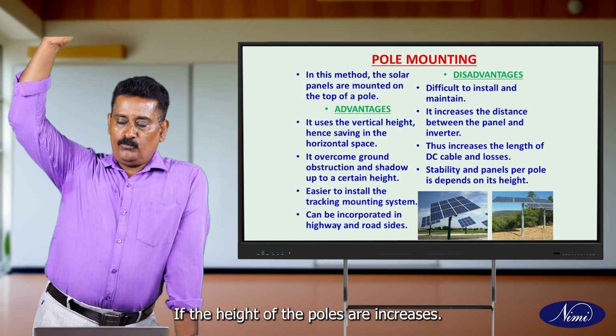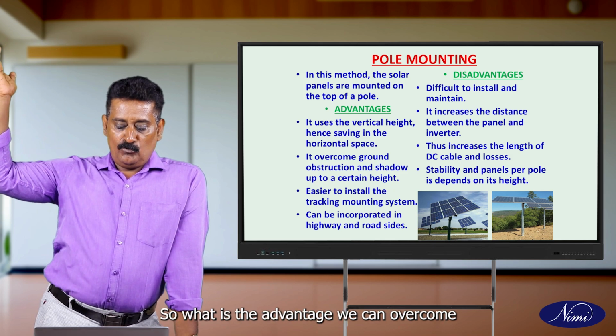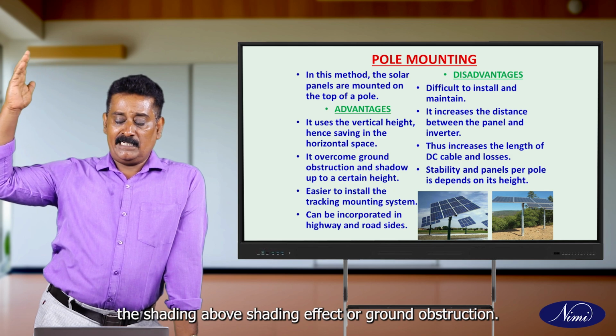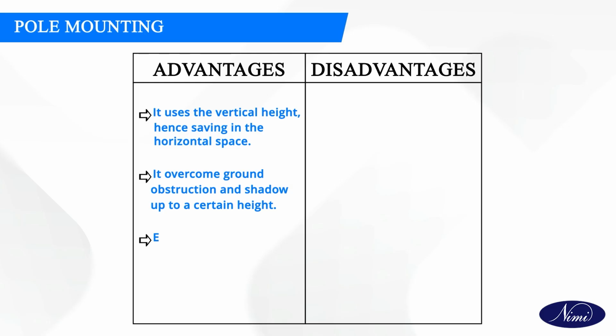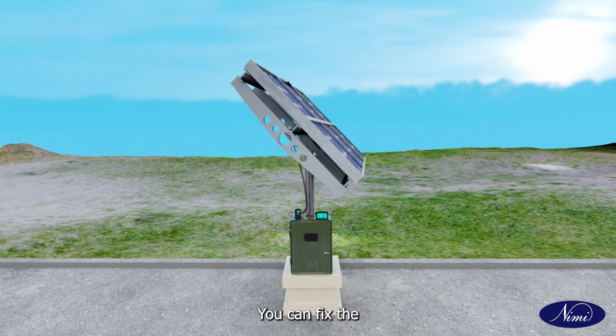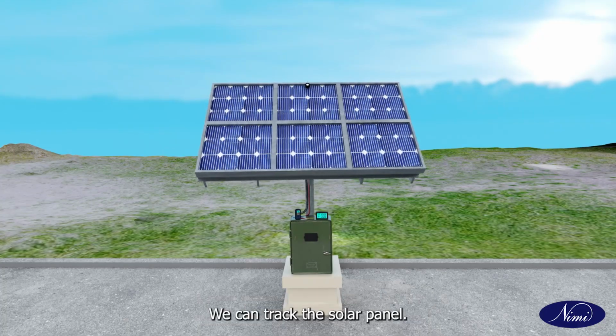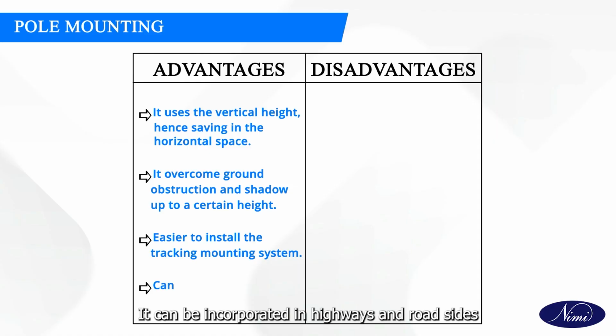If the height of the poles is increased, what is the advantage? We can overcome the shading effect or ground obstruction. Then it is easier to install the tracking mounting system. You can install the tracking mounting according to the direction of the sun. We can track the solar panel. It can be incorporated in highways and roadsides.